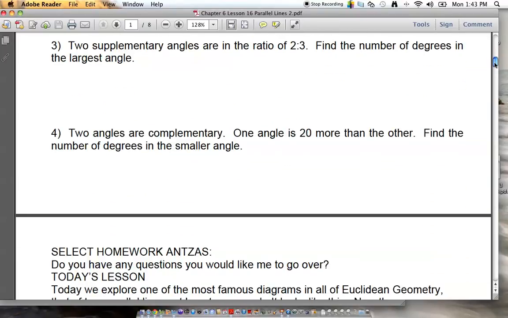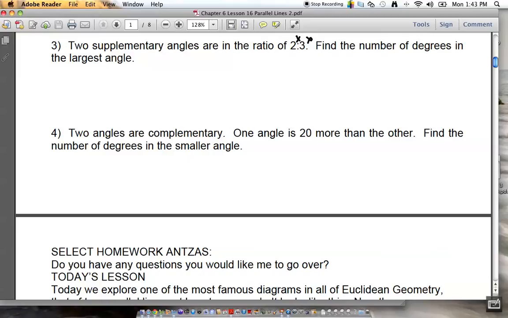Next, two supplementary angles are in the ratio of 2x to 3x. Find the number of degrees in the largest angle. This is a new kind of question, and we're going to practice this each and every day. When I say are in the ratio, that means they share something in common. Now, I don't know what that is. I have no idea what the thing they share in common is. So I'm just going to call it x, because in algebra, when I don't know what something is, I call it x. So the first angle is 2x, and the second angle is 3x.